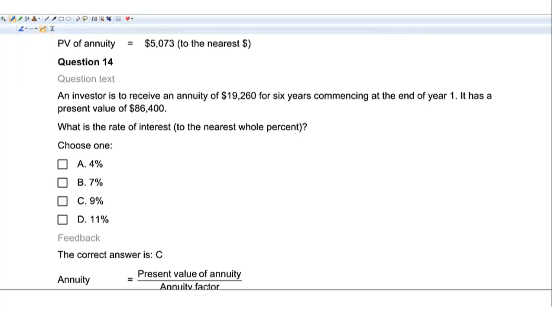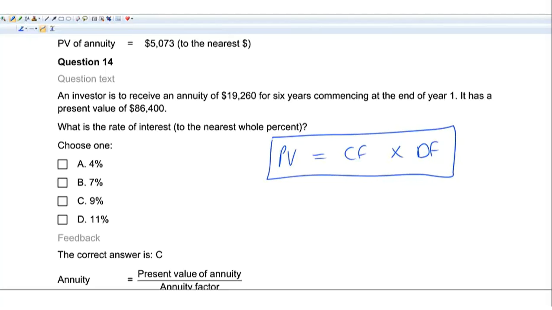Just to remind you of that, the present value of something is equal to the cash flow multiplied by the discount factor. So if you were asked to calculate the present value, you would take the cash flow and multiply it by the discount factor. What they can also do is ask you to play about with that relationship and maybe identify what the cash flow is if they've given you the present value and the discount factor, or alternatively ask you to calculate the discount factor having given you the present value and the cash flow.